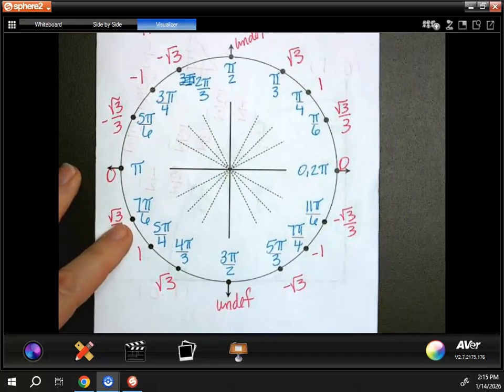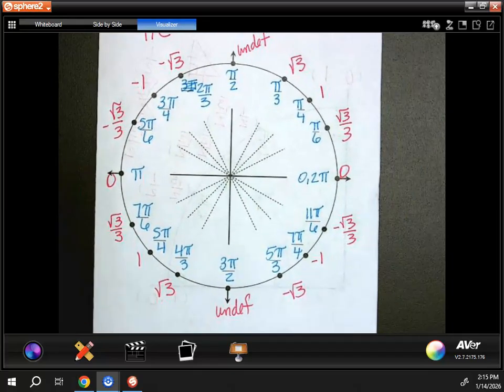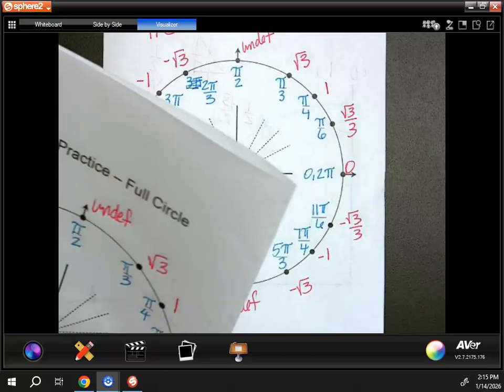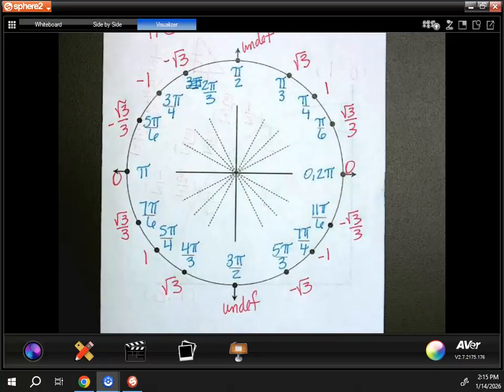Yeah, quit your whining. Then you can check yourself with me or check yourself with your neighbor, whatever. For 5 pi thirds. Yes. All right. What questions do we have? We good?